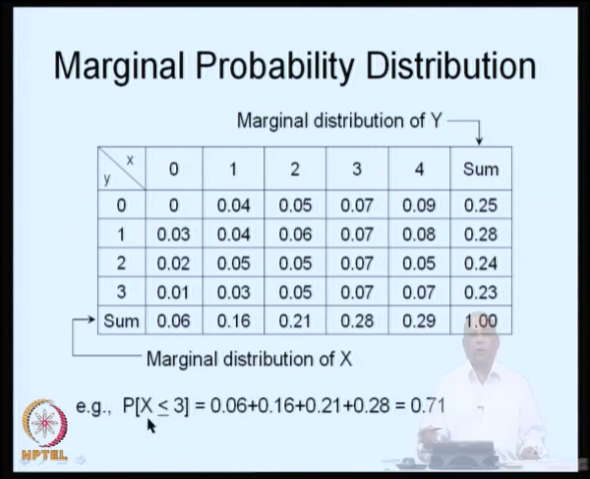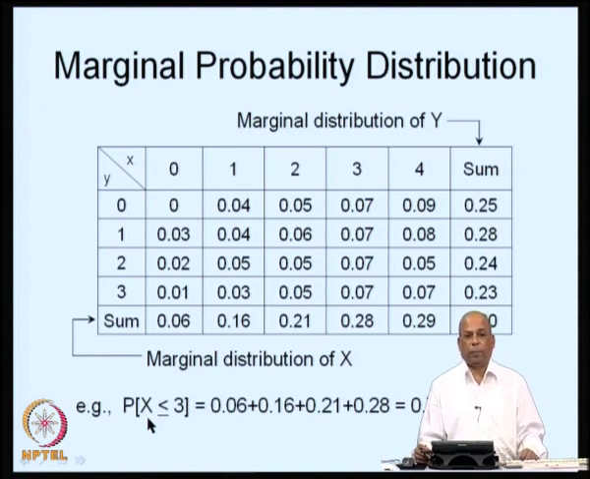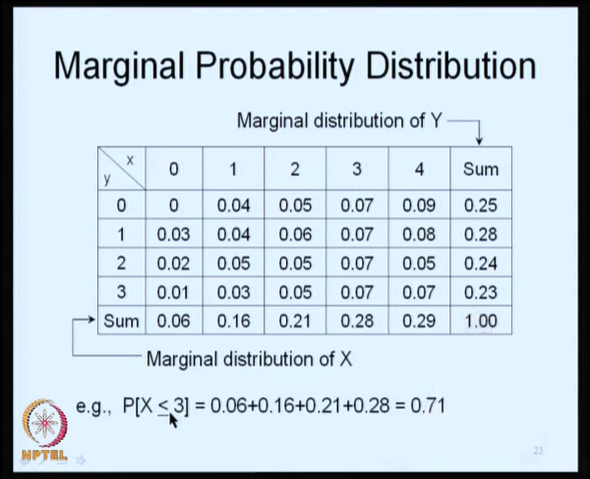Once you get this, you can talk about probabilities associated with one of the random variables. Let us say you are interested in the probability of x being less than or equal to 3. Which means you will pick up those probabilities along the probability mass function of x and look at 0.06 plus 0.16 plus 0.21 plus 0.28. So, from the joint probability mass function of x comma y, you have now arrived at the marginal distribution of x here and the marginal distribution of y, and therefore, you will be able to talk about probabilities associated with one of the random variables, not both the random variables together.